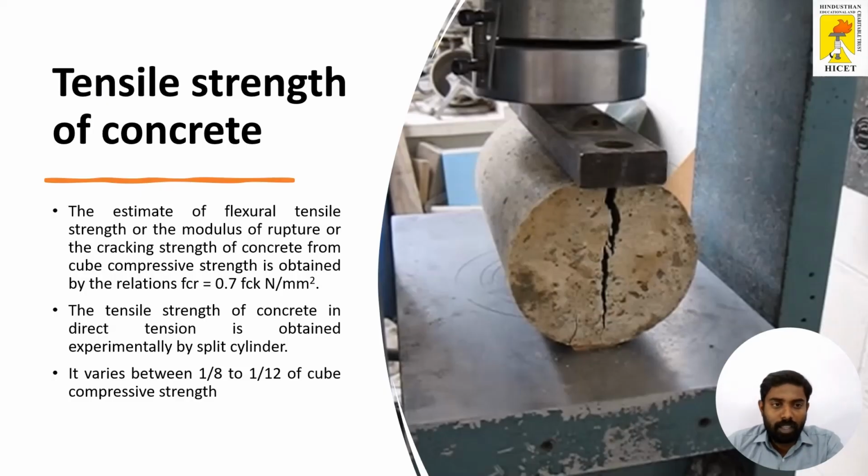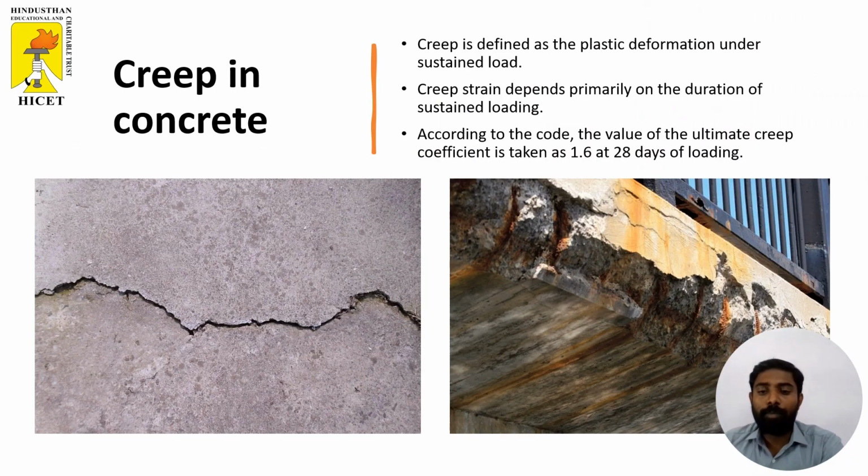Next, the tensile strength of the concrete. It is an estimate of the flexural tensile strength or modulus of rupture or cracking strength of the concrete from the cube compression strength, obtained by the relation fcr is equal to 0.7 root fck Newton per mm square. The tensile strength of the concrete in direct tension is obtained by the split cylinder test, and it varies between 1 by 8th to 1 by 12th of the cube compressive strength.